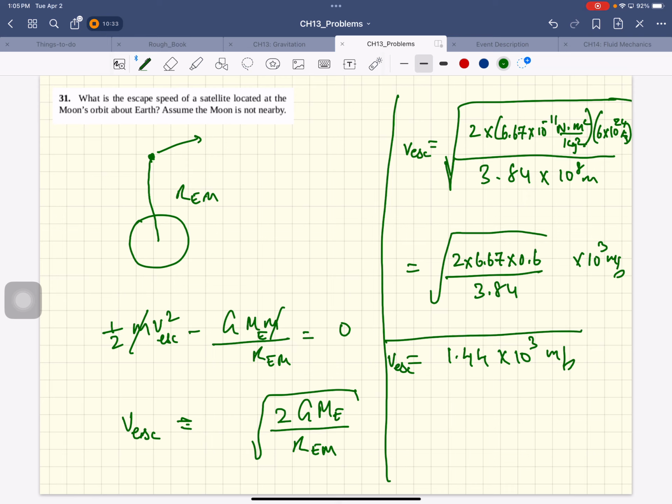So the escape velocity from there is 1.44 kilometers per second. Okay.